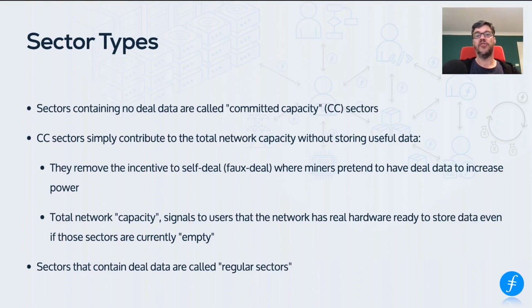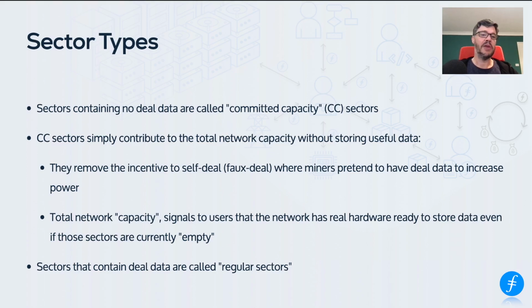Now, sectors containing no deal data are called committed capacity. Committed capacity sectors contribute to the total network capacity without storing useful data, which might sound kind of bad, but they exist to remove the incentive to self-deal or fake deal. If these things didn't exist, then you would find miners pretending to do deals. Oh, look, I've got a deal of these random bytes, and oh, isn't that nice? So there's no incentive for doing that. You can just store nothing, and you can still earn rewards.